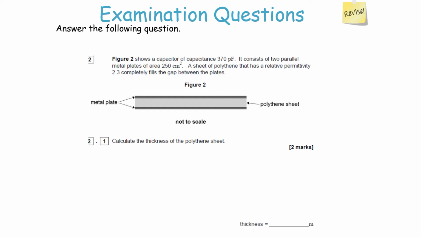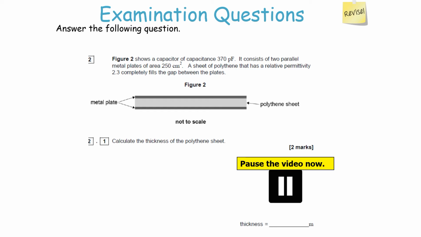A sheet of polythene has a relative permittivity of 2.3, completely filling the gap between the plates. So for 2 marks, calculate the thickness of the polythene sheet. Right, so pause the video now and then unpause the video when you want to go through the answer.